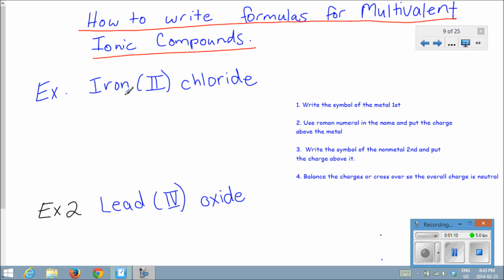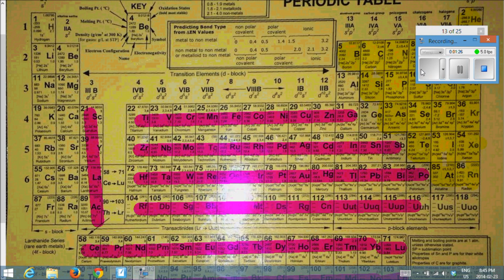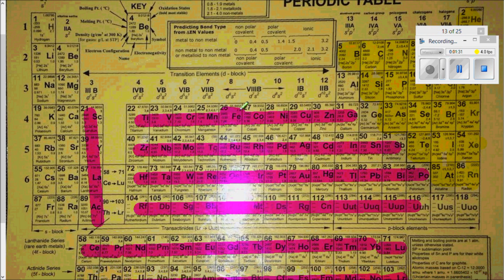And you can take a look at iron. It says iron, Roman numeral 2. This number 2 represents the charge on the metal because you have to specify what charge it has. If we look at our periodic table, we will see that iron can have a 2 or a 3 charge. So when we look at our periodic table, we actually find iron located here, and its charge is actually written directly above it in the upper right corner, and it actually says 2 or 3 when you zoom in on it.